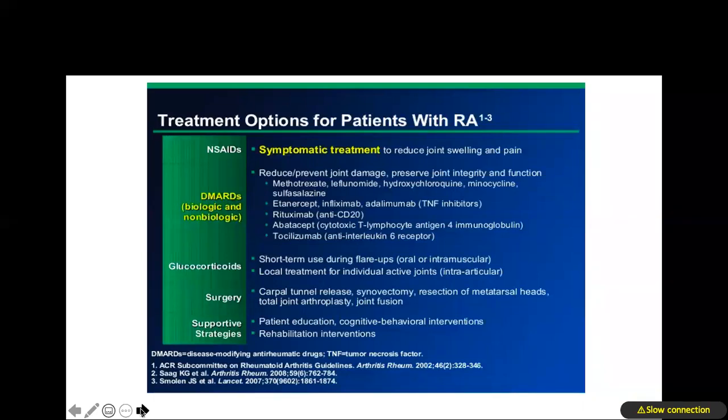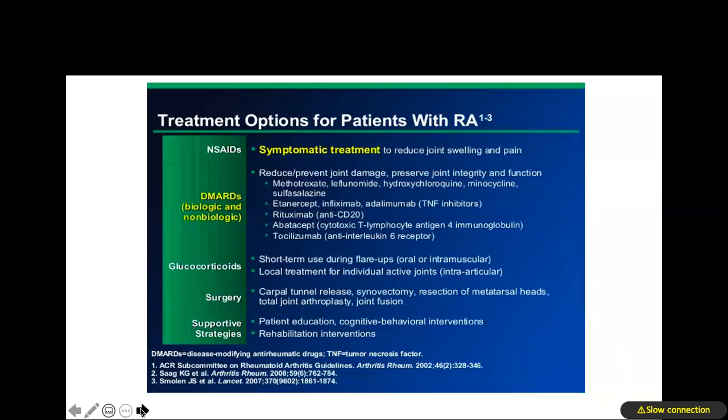So most got methotrexate. What did they get for pain? They got non-steroidal anti-inflammatory drugs. Any others for pain? Paracetamol? Any other things?